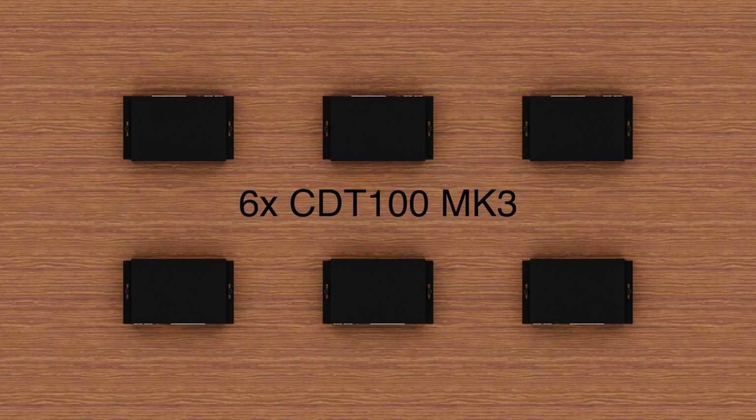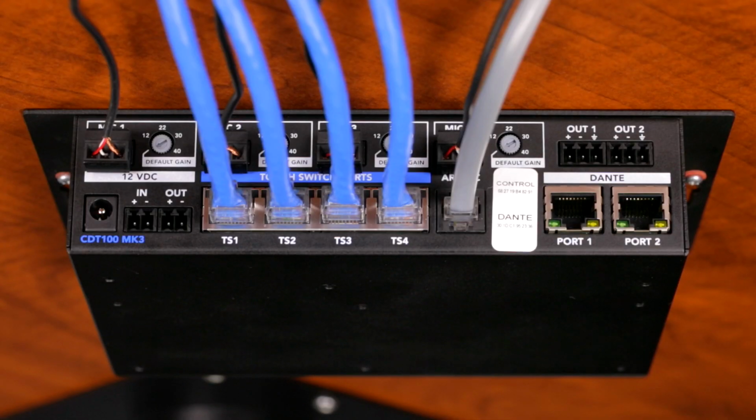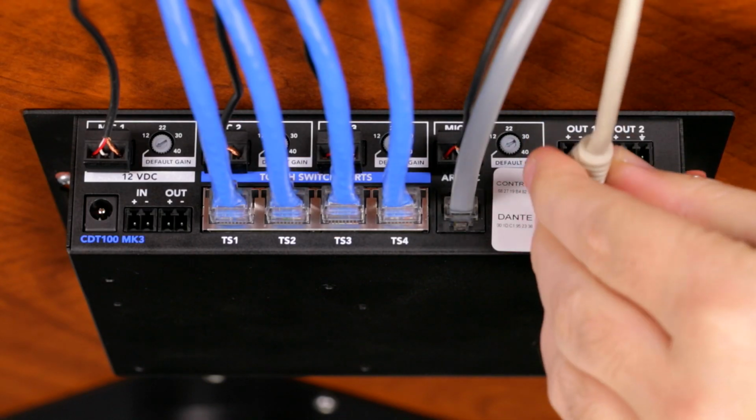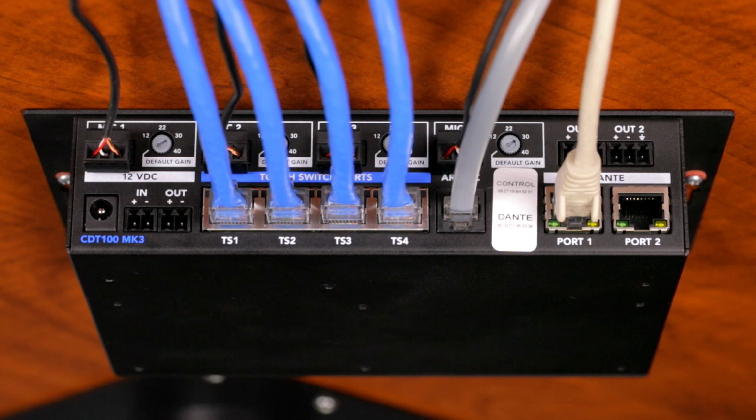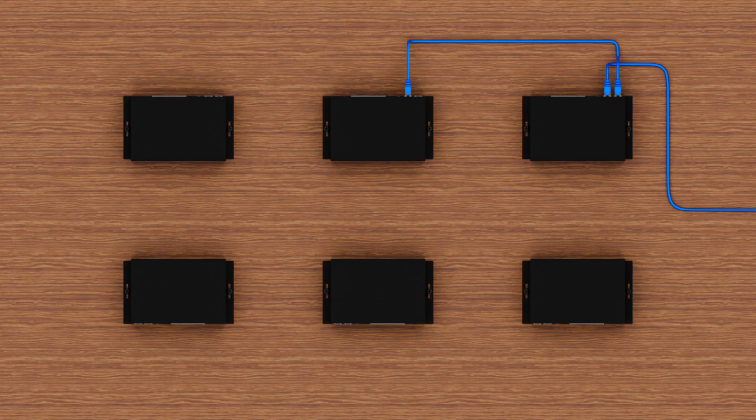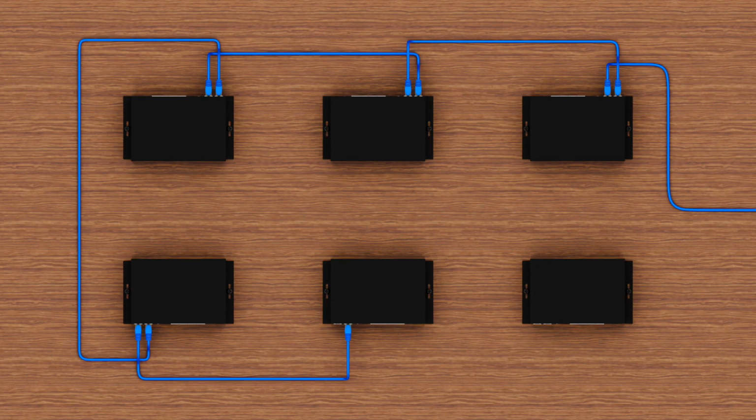You can daisy chain up to 6 CDT100 off of a single Cat5e shielded or Cat6 cable. To do so, you just need to bring the network cable to the first unit in the chain and connect the second port to the second unit, and so on.